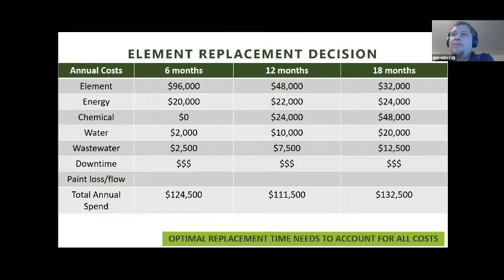Well, that turns out to be the most expensive total cost of operation aspect in this example. So, this isn't applicable to every plant. It's not like 12 months is the best element replacement decision. But what we want to share is that you've got to make sure that you're understanding your plant, your operation, and that you're evaluating all the process economics to make sure that we're making the best replacement decision.